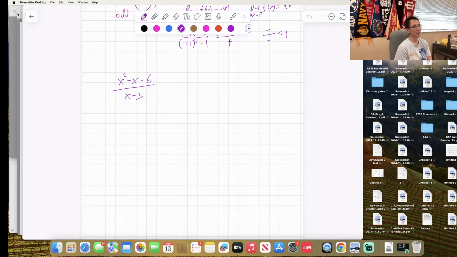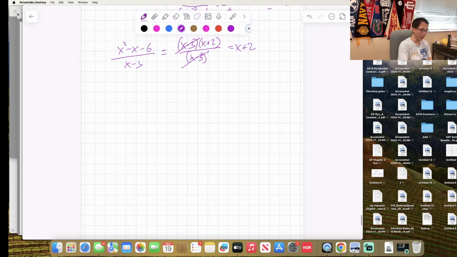If it's 0, it has to go to 1. There's a hole, but the graph is what? Nope, the graph's not a slant asymptote. That's what people thought. The graph's linear. That means this is x minus 3 times x plus 2 over x minus 3. So there's no slant asymptote actually, because your new function is x plus 2.